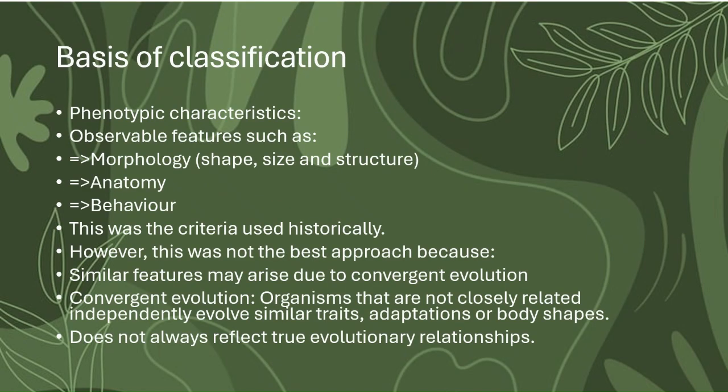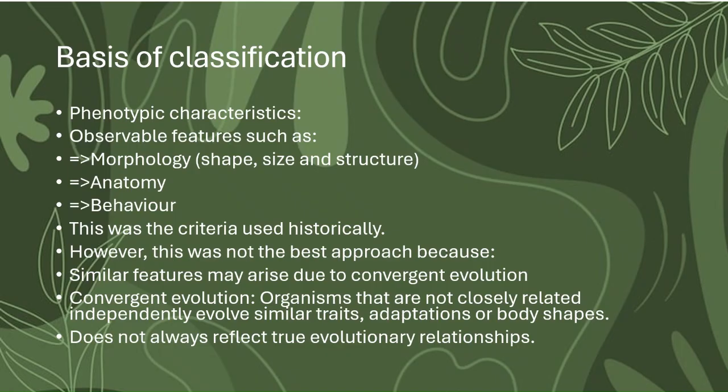Looking at the basis of classification, one of the things we look at is phenotypic characteristics. These include observable features such as morphology, which refers to the shape, size, and structure of the organism, the anatomy, and the behavior. This was the criteria that was used historically. However, this was not the best approach because similar features may arise due to convergent evolution.